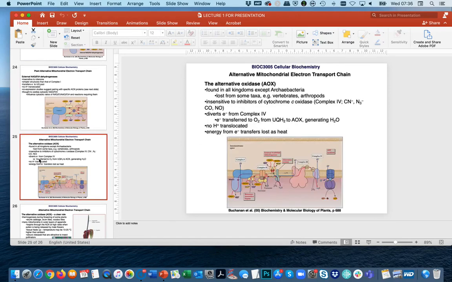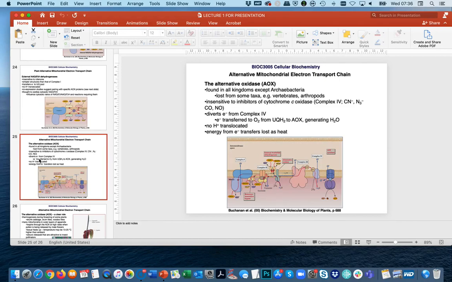All right, and then besides the dehydrogenases, as I've mentioned, there's the alternative oxidase. The alternative oxidase is actually found in all kingdoms except archaebacteria, but it's been lost from some vertebrates and some arthropods. It's insensitive to the inhibitors of cytochrome C oxidase, and that's how it was discovered.